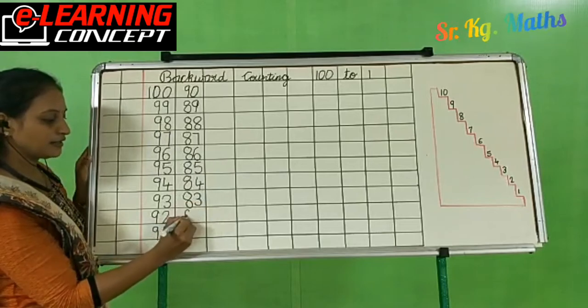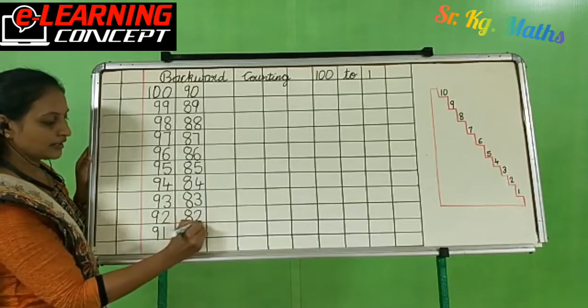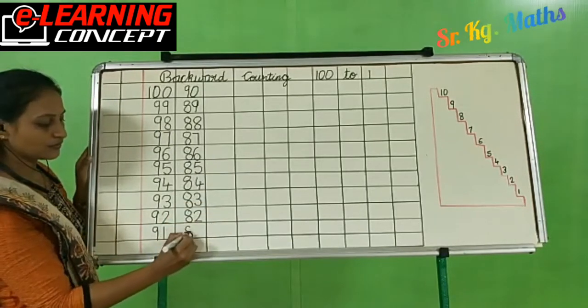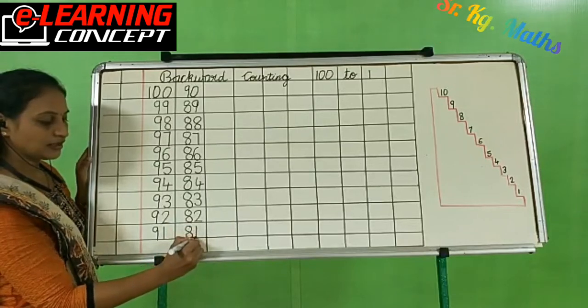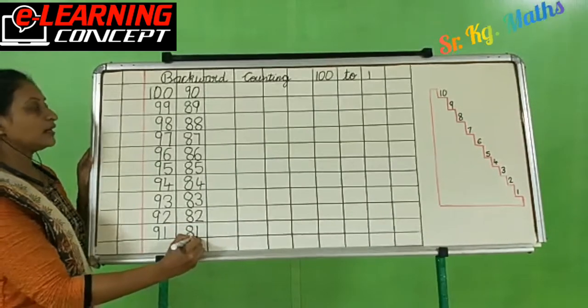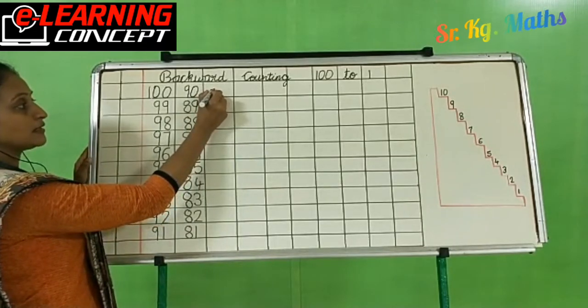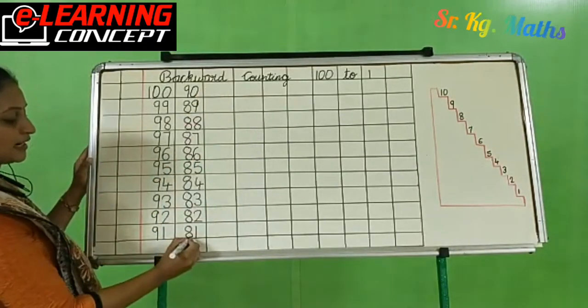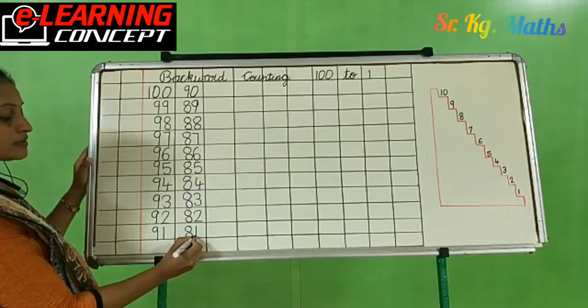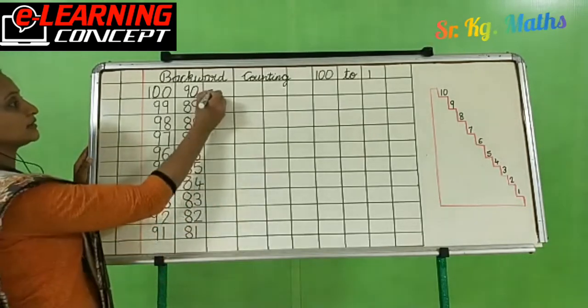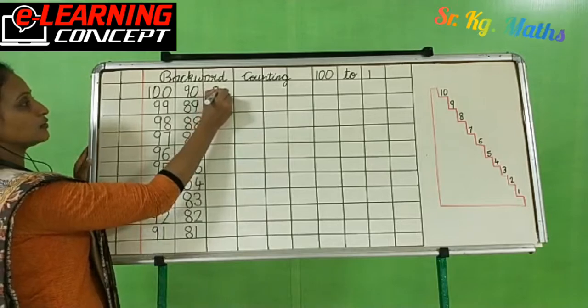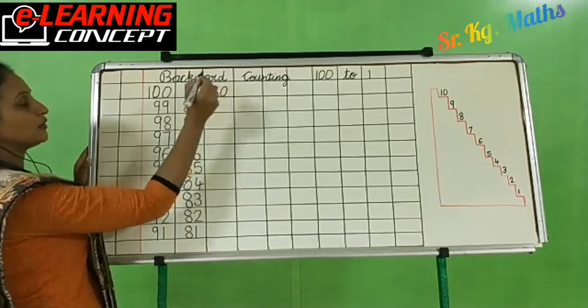83, 83. 82, 82. 81, 81. Which number comes here? Yes, 81, 81. Which number comes before 81? So we will write here 80, 80.